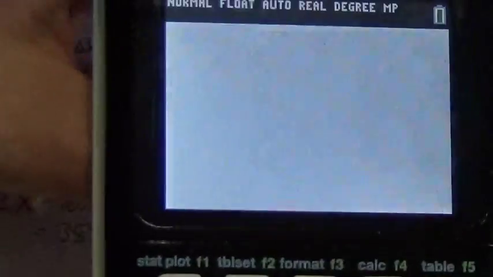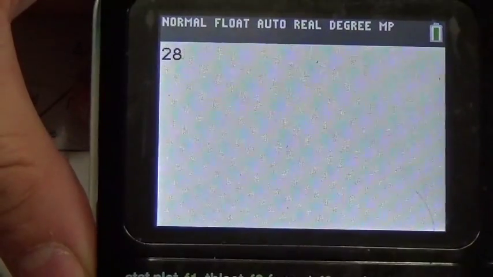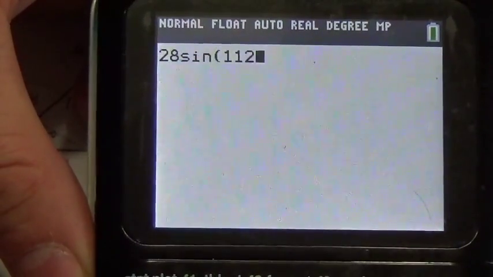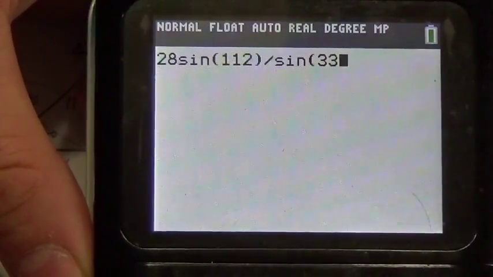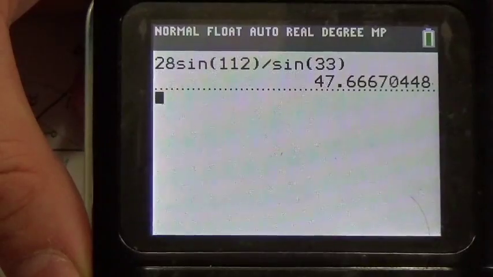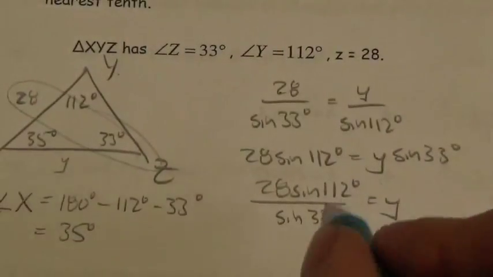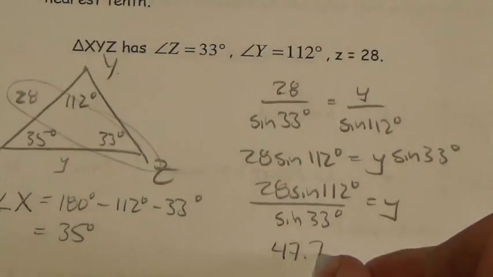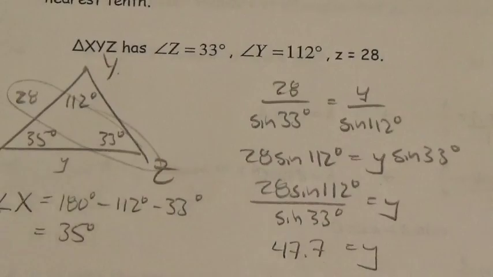Okay, I'm trying to avoid that glare there. Anyway, 28 multiplied by the sine of 112, make sure you close the brackets there, divided by the sine of 33. And what do we get? We get 47.66. Okay, so 47.7. Supposed to round sides to the nearest tenth. 47.7 units, whatever that is. Okay, so there's y.